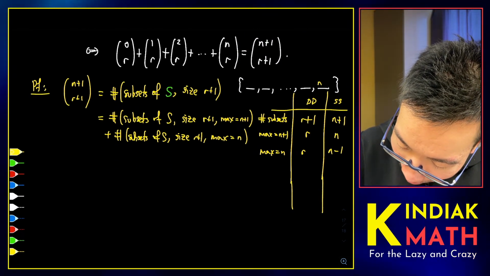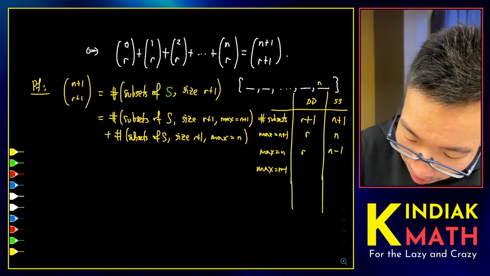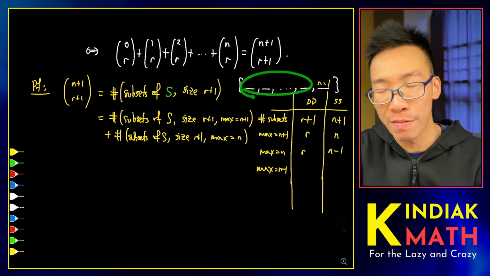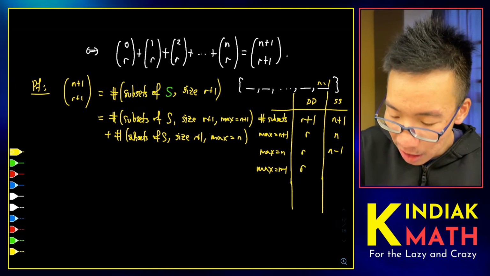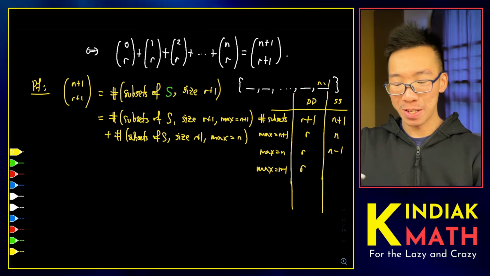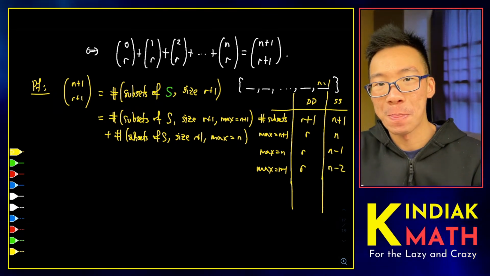Well, what about if the maximum is n minus 1? Then your demand, how many spaces you can fill, is still r, it's not a problem. But now your supply goes down by 1 more. Your supply goes down by 1 more. So that gives you n minus 2 as your supply.